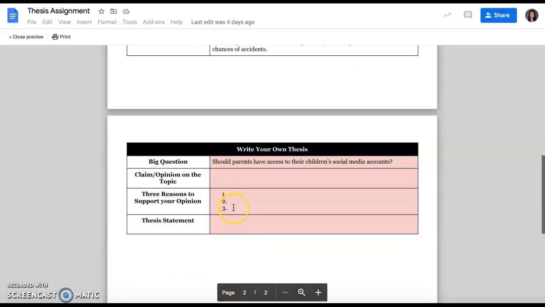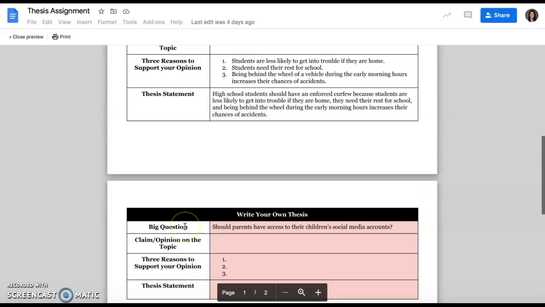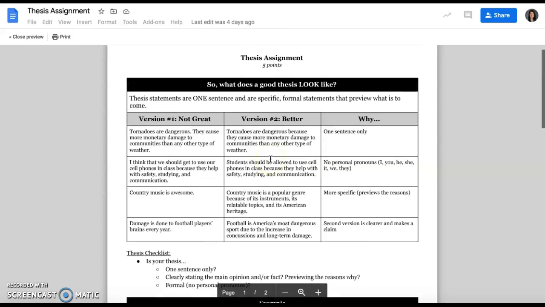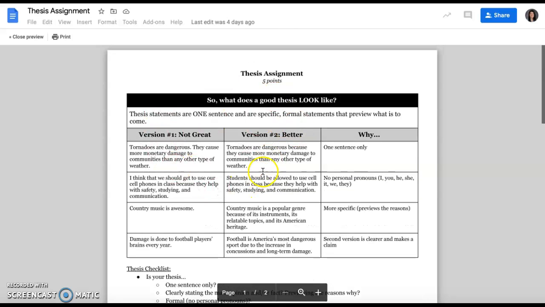All right, let's take a look at the one down here. The big question for the write-your-own thesis is, should parents have access to their children's social media accounts? So you either need to say yes, they should, or no, they shouldn't here. And then your 3 reasons why. Remember, we need to make sure that we're avoiding first-person narration. And then this is where you're going to write your thesis statement. So I want an original response here, okay? Please email me if you have any questions, and I will talk to you soon.